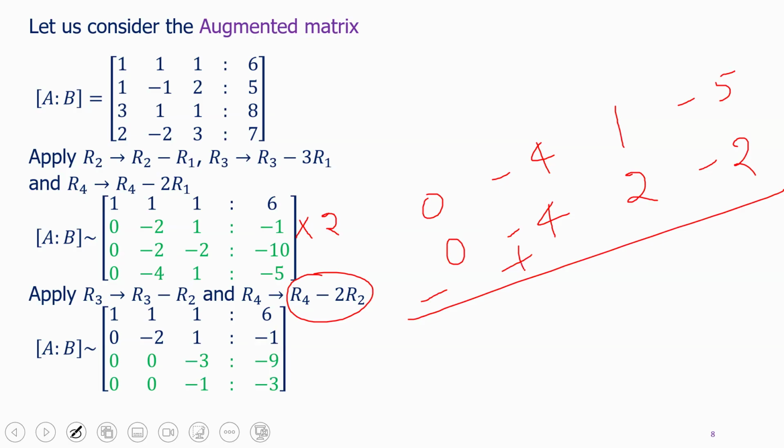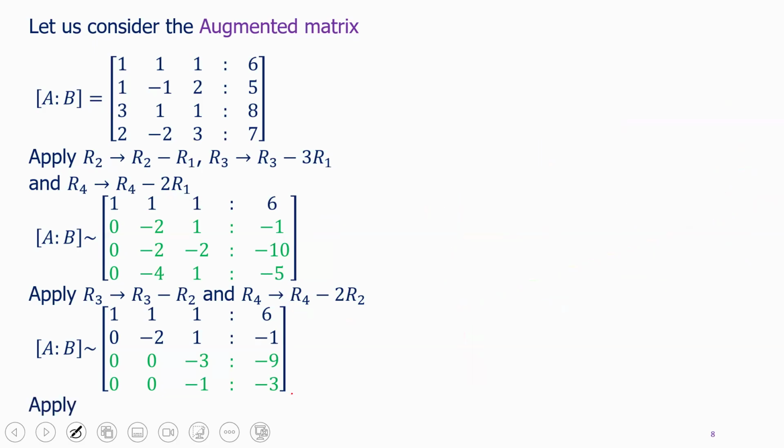0, minus plus, minus plus. So this is 0. Minus 4 plus 4 is 0. 1 minus 2 is minus 1. Minus 5 plus 2 is minus 3. So just look here: 0, 0, minus 1, minus 3. Next, let us again repeat the same process.